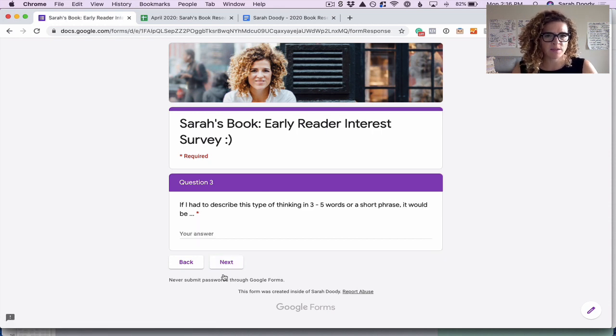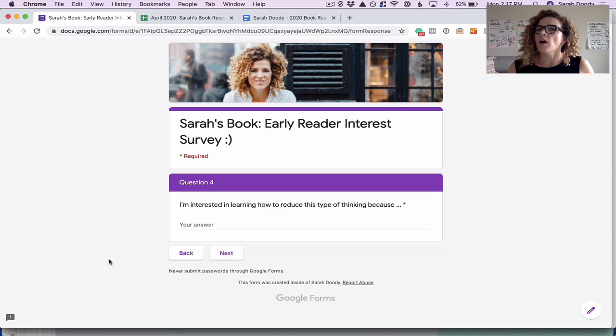If I had to describe this type of thinking in 3 to 5 words or a short phrase, it would be... Okay, this is one that I put in really as an add-on to what I just taught you, because I am really using this survey as a way to understand the vocabulary and the words that people use to describe that type of thinking. I have my idea of the words people use, and I have been doing research in social media and elsewhere to figure out these words. But I wanted to just do this as a gut check to find out those answers. So I'm going to put test, and I'll show you the answers in a moment.